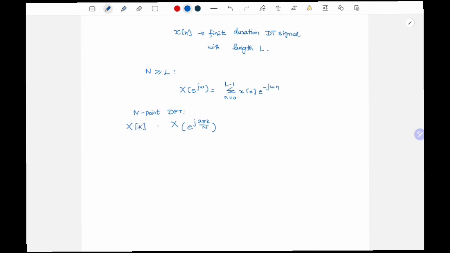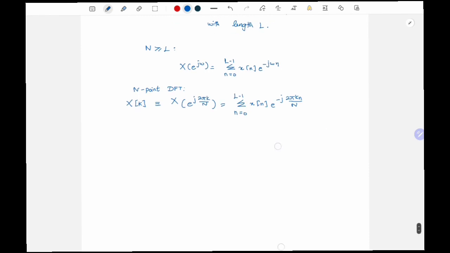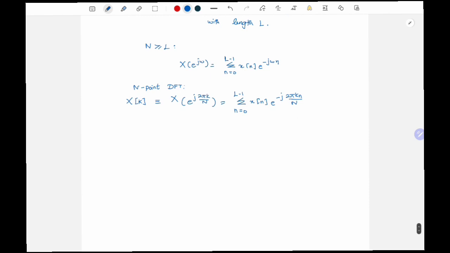Since it is discrete, I will equivalently represent it as X[k]. And this will be summation n equal to 0 to L minus 1, x[n] e^(-j2πkn/N). For convenience, instead of taking L minus 1, I will just replace it with the upper bound N minus 1, because anyway x[n] will be 0 from L to N minus 1. So it will not change it mathematically. So n equal to 0 to N minus 1, x[n] e^(-j2πkn/N), and my k will run from 0 to N minus 1.